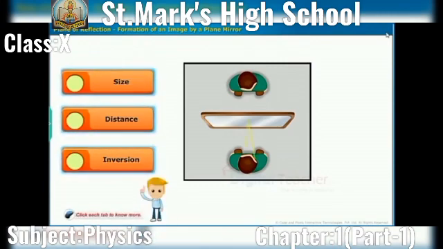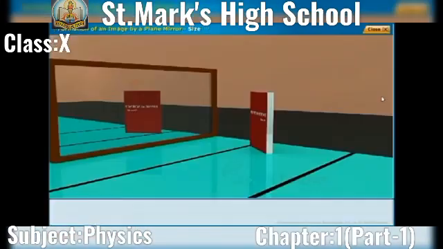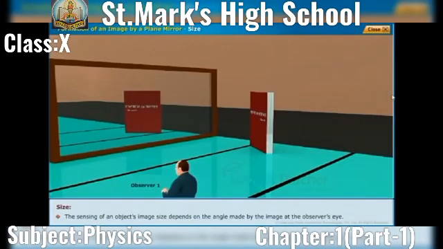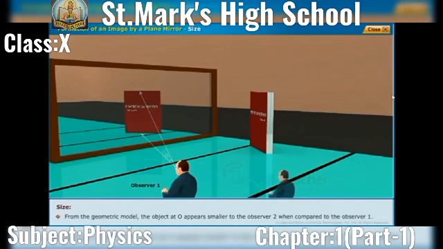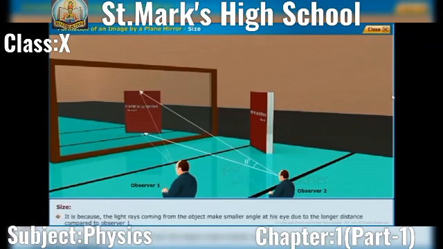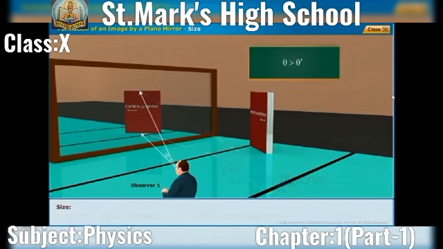Click each tab to know more. Size. The sensing of an object's image size depends on the angle made by the image at the observer's eye. From the geometric model, the object at O appears smaller to observer 2 when compared to observer 1. It is because the light rays coming from the object make a smaller angle at his eye due to the longer distance compared to observer 1.